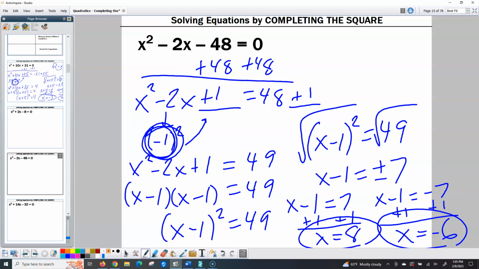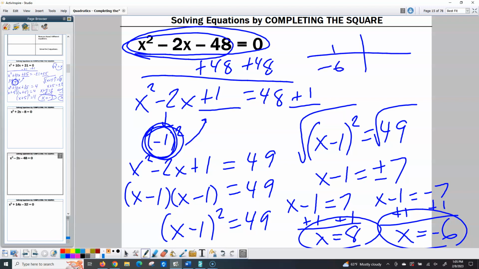What's it mean to be a zero? It's when you punch that number back into this original equation, it gives you 0. Also means that on my graph at negative 6 and at 8, that's where it will cross the x-axis.